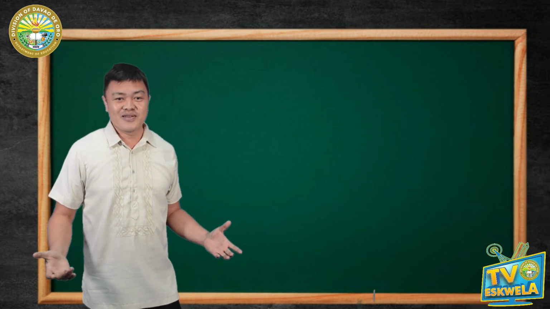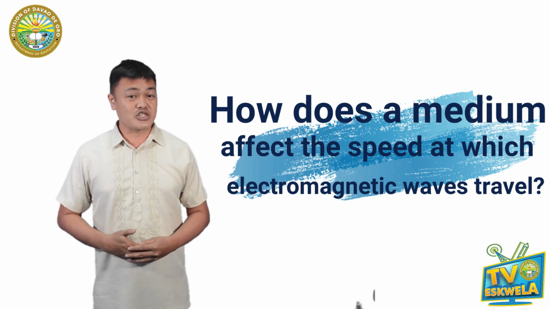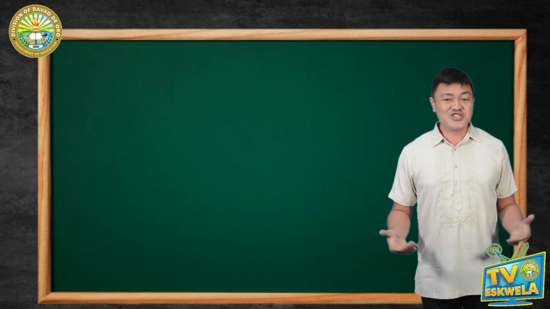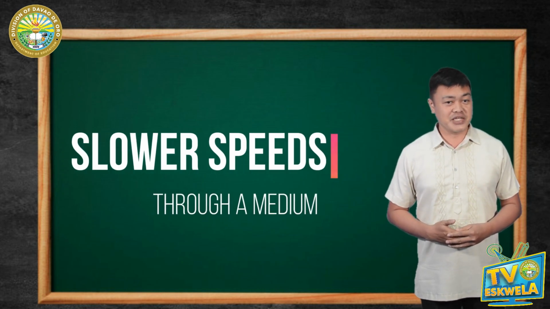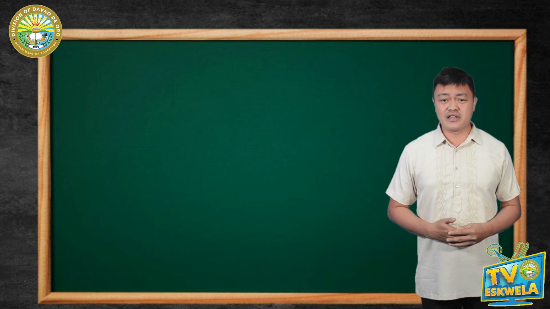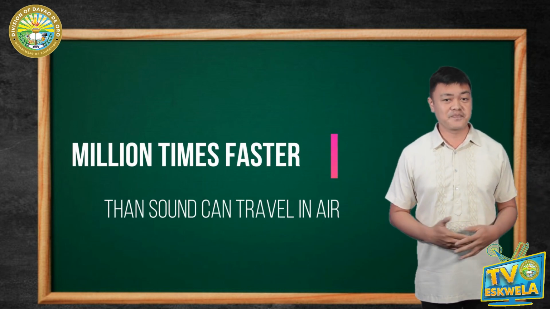So, how does a medium affect the speed at which electromagnetic waves travel? Electromagnetic waves travel at slower speeds when traveling through a medium, but they still travel 1,000,000 times faster than sound can travel in air.